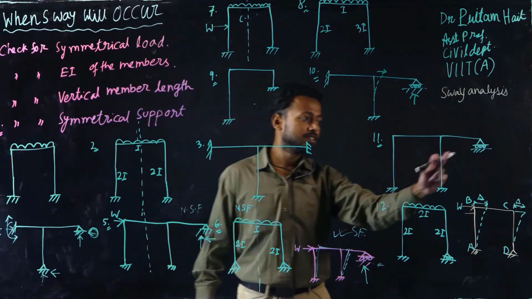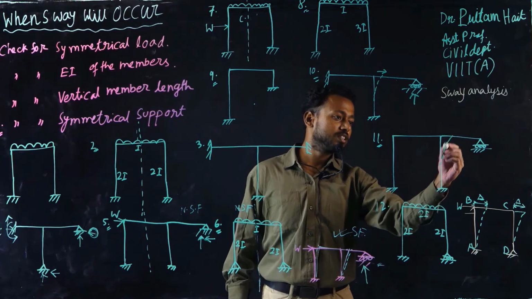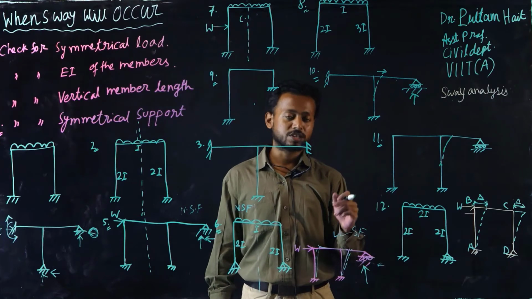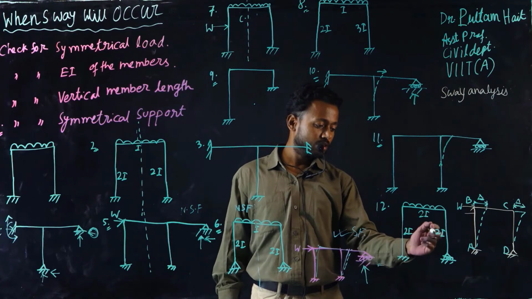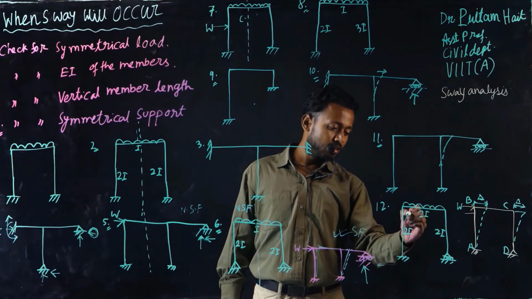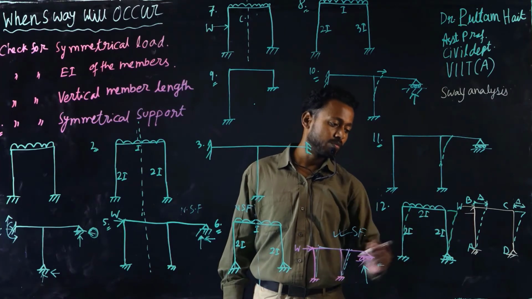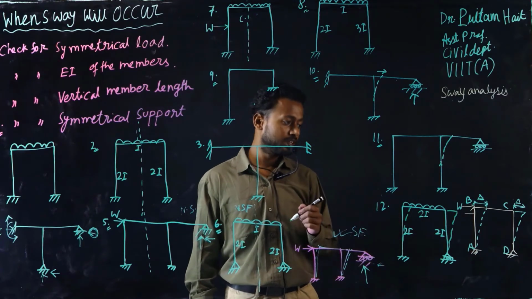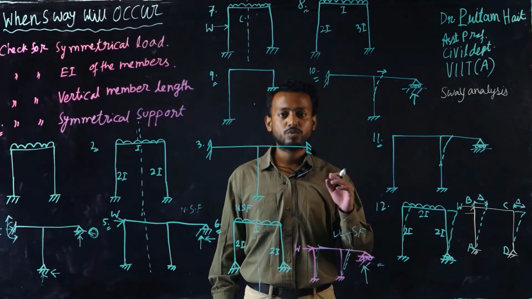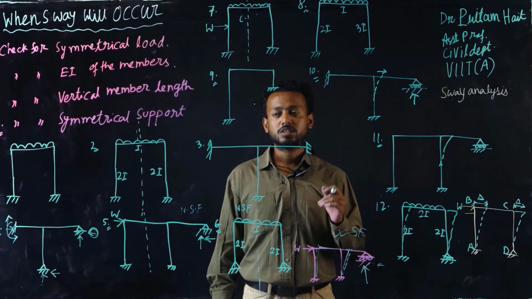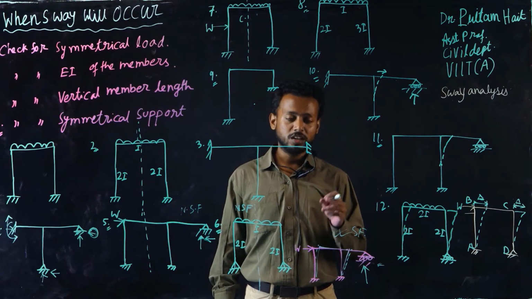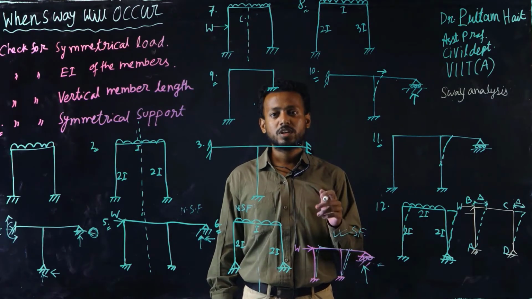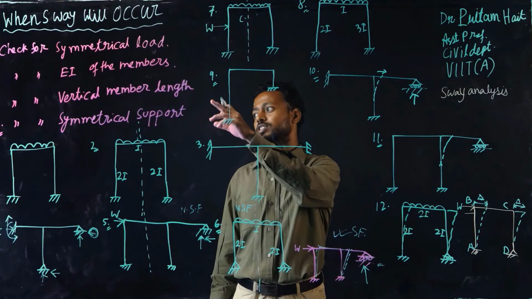In this case, since this is a roller support, it will move like this. In this condition, the support condition is unsymmetric. Due to unsymmetric support, the vertical member may deform either in this direction or in this direction. So this is also a sway frame. Okay, so we have seen a total of 12 examples. I hope your concept is clear. Now you can examine whether a given frame will sway or not, considering these 4 conditions.